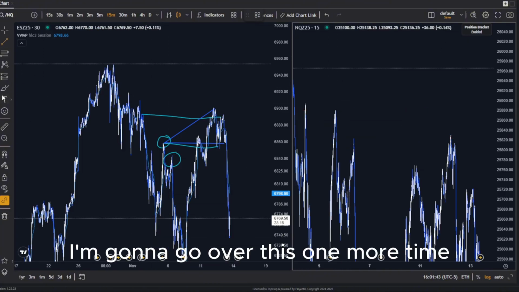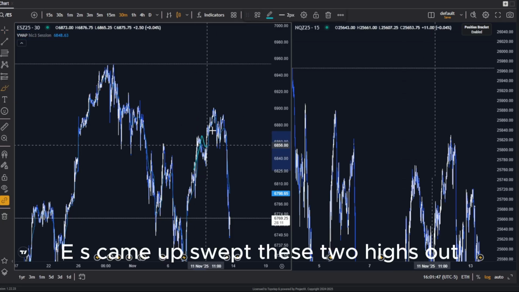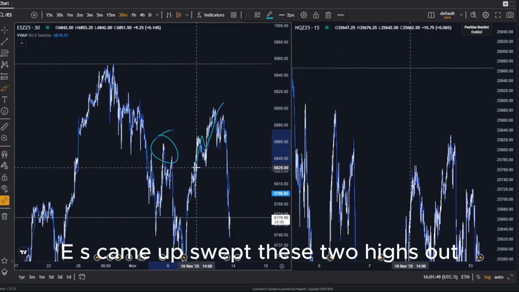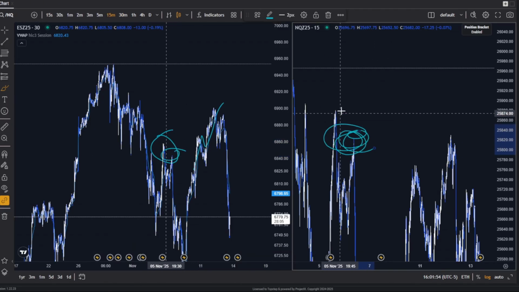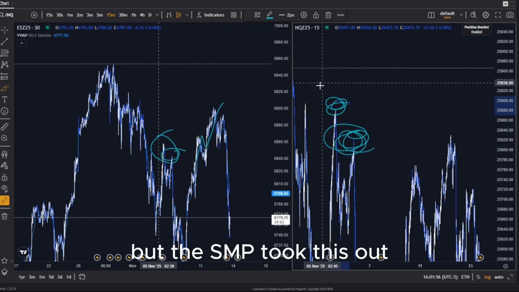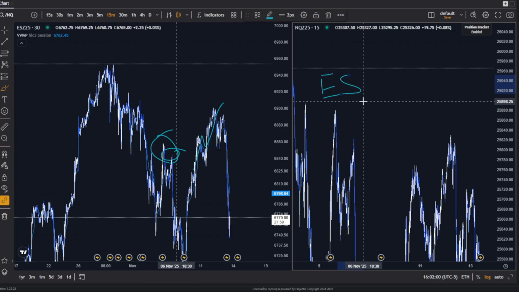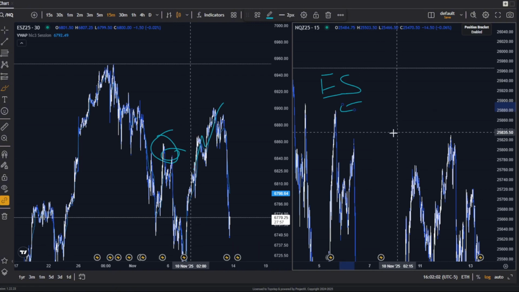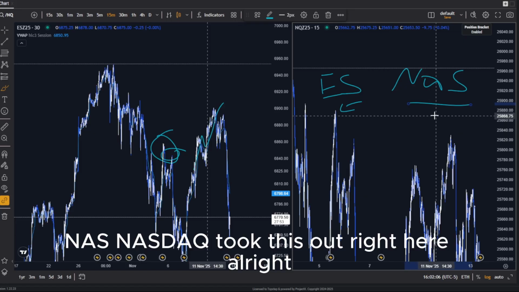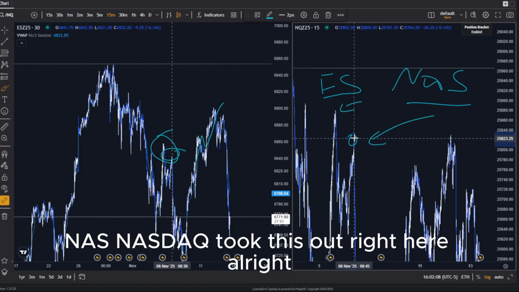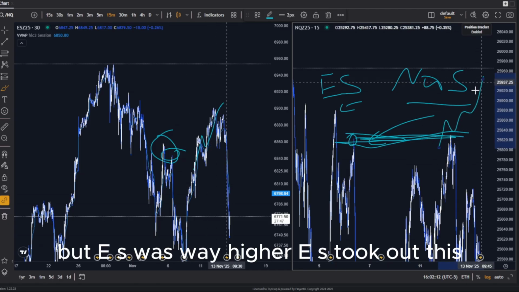Now, what happened? I'm gonna go over this one more time. ES came up, swept these two highs out. Nasdaq only swept out this one singular high, but the S&P took this out. ES took this out. Nasdaq took this out right here. All right, but ES was way higher.